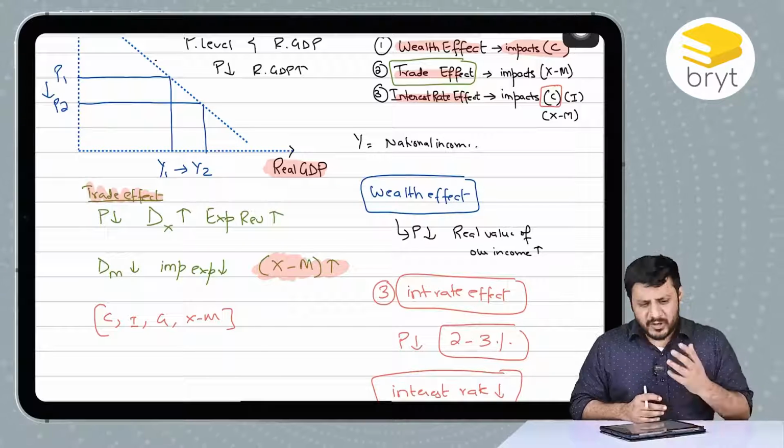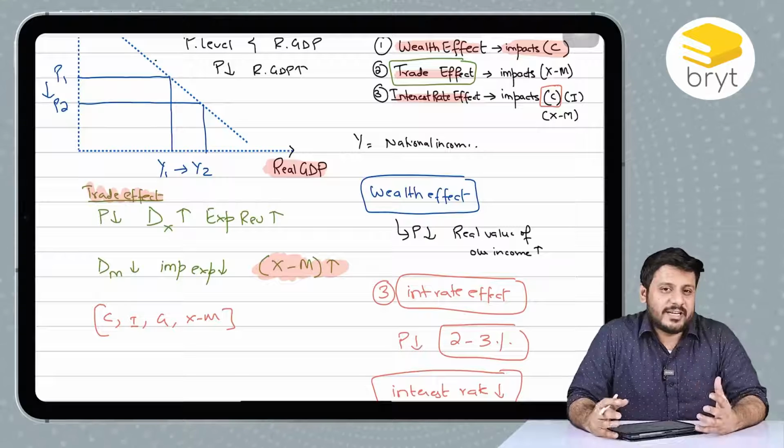So guys, in our next video, we're going to be discussing the factors that can actually cause a shift in the aggregate demand curve.